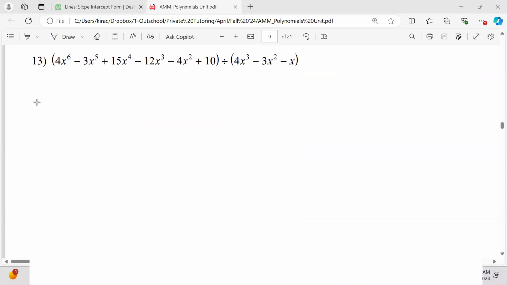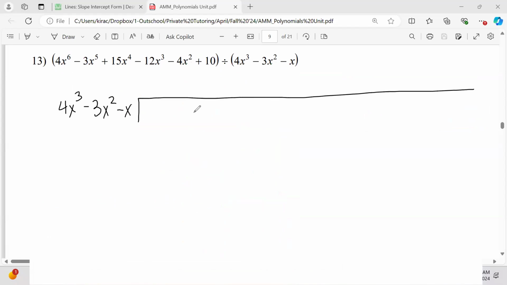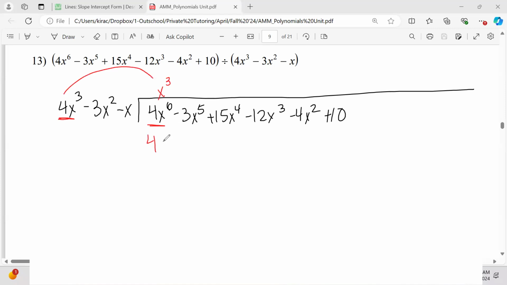Okay, looking at 13. Oh, gosh. That looks awful because it's to the 6th power, but we got this. Okay. All right, 4x cubed to be 4x^6. He's missing 3 x's. That would make him 4x to the 6th minus 3x to the 5th minus 1x to the 4th. If you don't need the 1, feel free to leave that out.